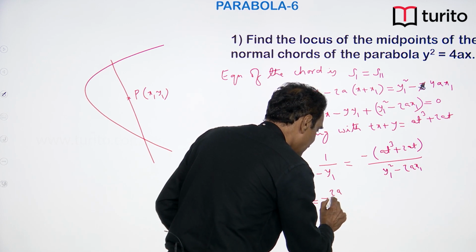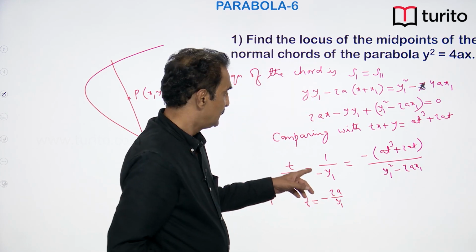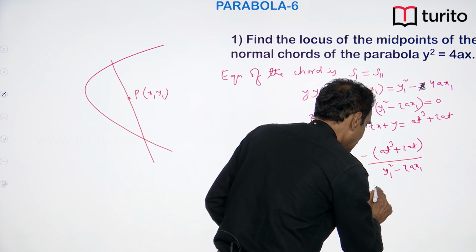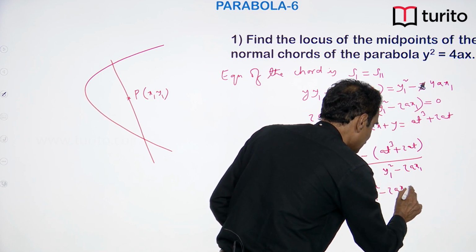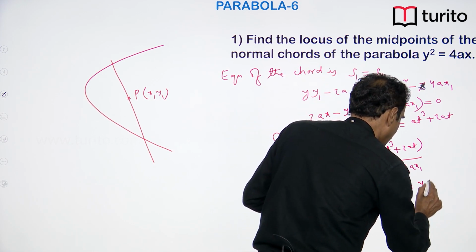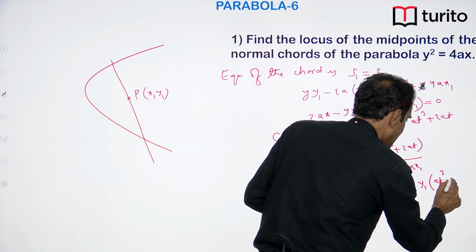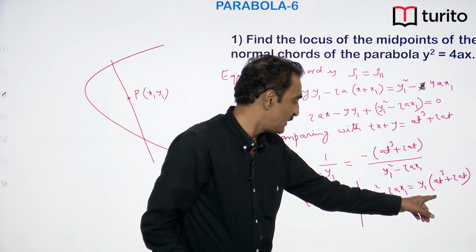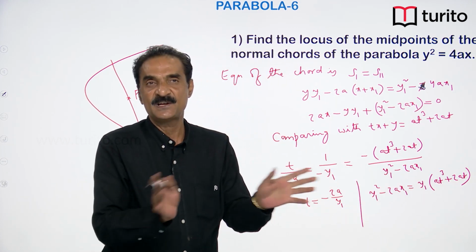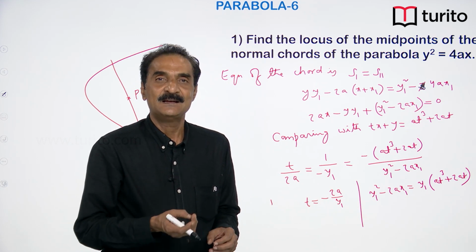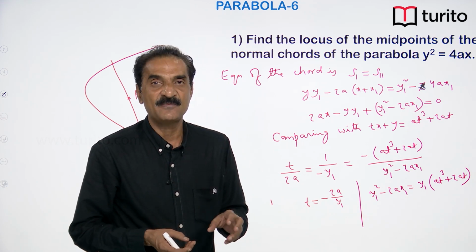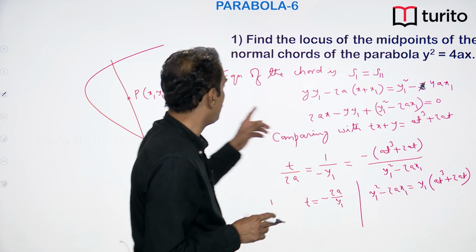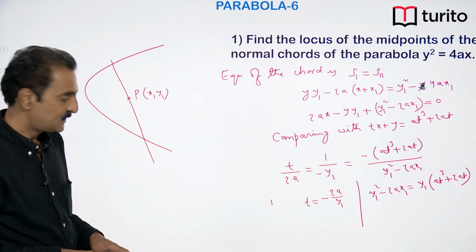minus 2a by y1. Now, equating this and this, you will get y1 square minus 2ax1 is equal to y1 into atq plus 2at. Now, you can substitute t is equal to minus 2a by y1, you will get some relation between x1 and y1. Then, replacing x1 by x and y1 by y, you will get some equation, and that is going to be the locus of the point P. You finish the calculation part.